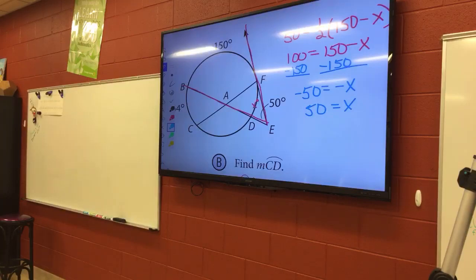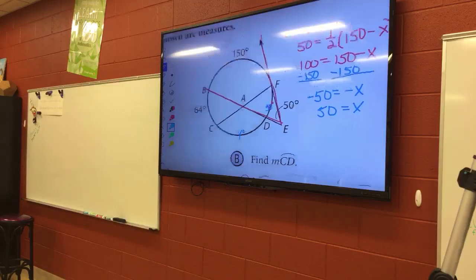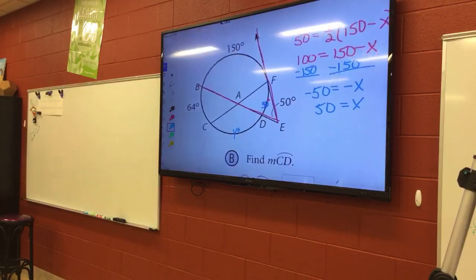Now it says find CD. I'm going to write a Y here. How am I going to find CD? 50 plus 150 plus 64. 360 minus that. You added them all together, and then we'll subtract. 360 minus 150 minus 50 minus 64 will give me CD, right? 96, I believe. Is that what it is? Yes, 96.